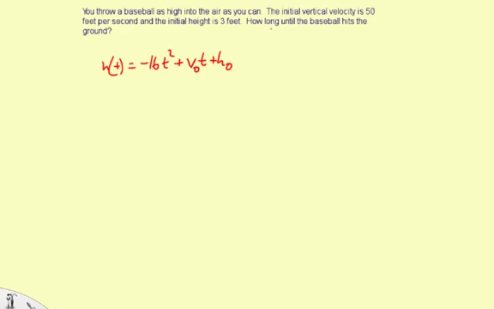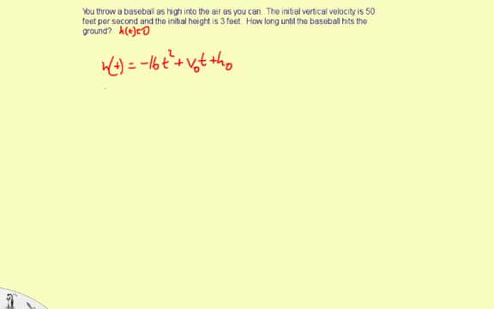So this question is asking how long until the baseball hits the ground, and that means the height equals 0. So h of t equals 0. And here's a formula. The height as a function of t is negative 16 times the time squared plus v0t plus h0. Now v0 is the initial vertical velocity, and h0 is the initial height.